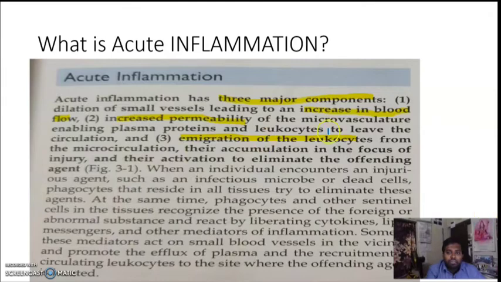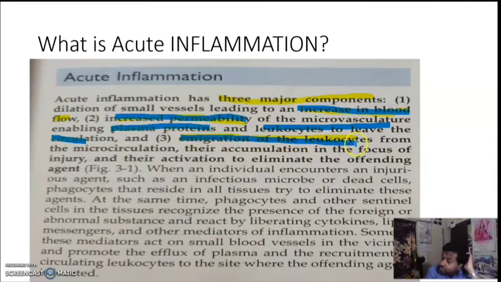So according to Robbins, what are the three major components of acute inflammation? That is the increase in blood flow due to vascular dilatation, then increased permeability of those vessels. Due to increased permeability, plasma proteins and leukocytes come out of the circulation, and then those leukocytes come to the tissue space and go to the exact locus of the inflammation, so that they can eliminate the offending agent. So that is the definition.